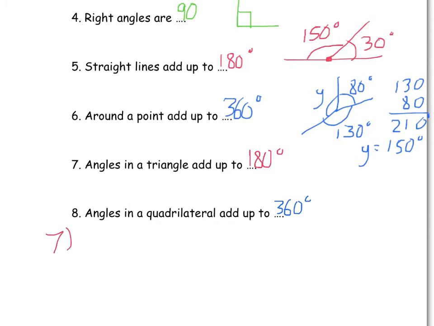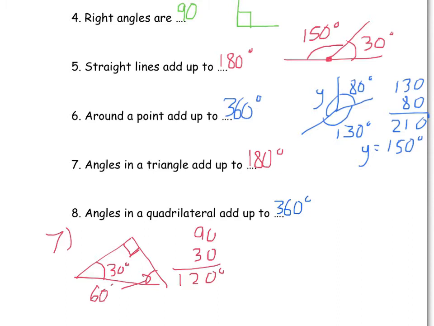So an example of angles in a triangle is if we know that this is 90 degrees, a right angle, and this angle here is 30 degrees, we can find the last angle by adding 90 and 30 together to get 120. And then what do we add to 120 to get to 180? Well, that's 60 degrees. So this angle here is 60 degrees.